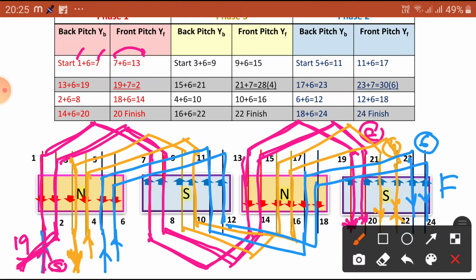So the starting current direction is in this direction here in the two phases, but in this case it is reverse. Now in a similar way you are going to make the connections. Very easy, dear students, if you know the winding table. Let us see it in animation also.